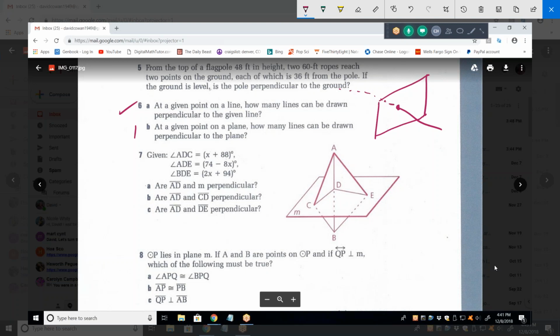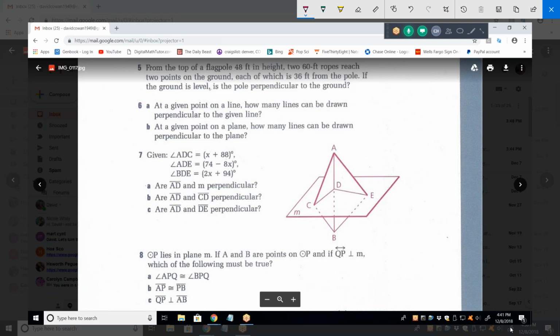Whereas, since they now talk about planes, I have to assume that if they don't mention the word plane, they're dealing in 3 dimensions. Yeah, so I think the first one would be infinite. All right. Let's look at number 7. We got about 10 minutes here.